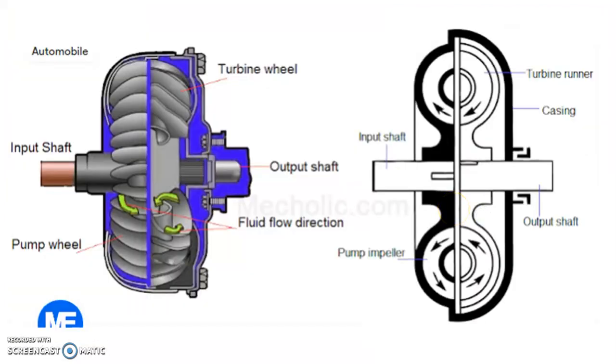So this is a sketch of a fluid coupling. On the left hand side you will see there is the input shaft to which the pump wheel is attached, and the output shaft to which the turbine wheel is attached, and there is a fluid flow that you will see clearly inside the housing. So this is a cut section of this figure.